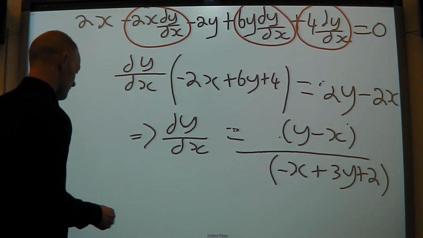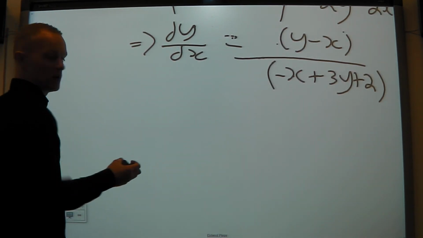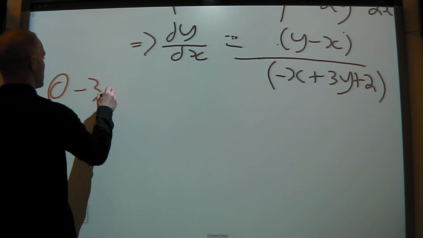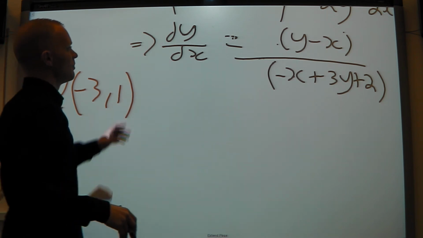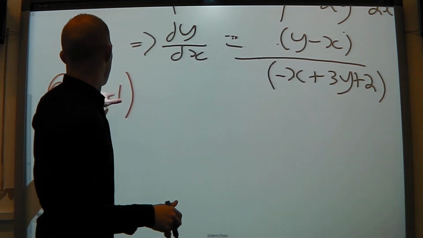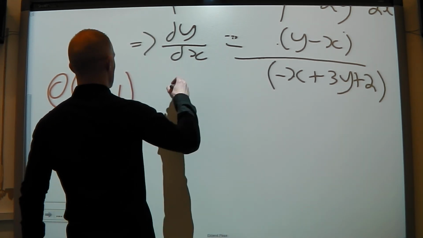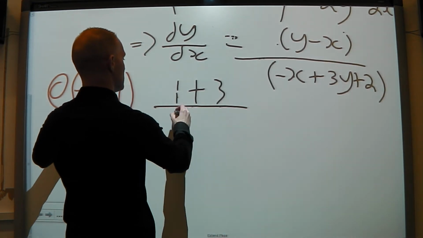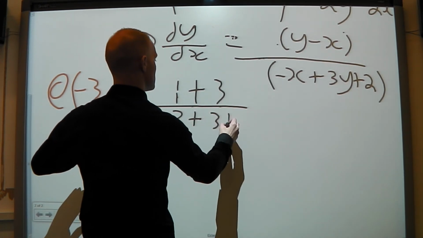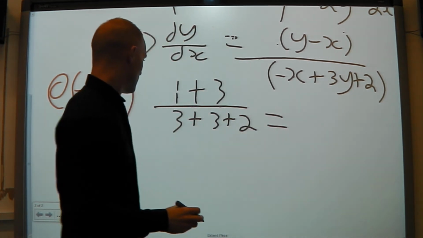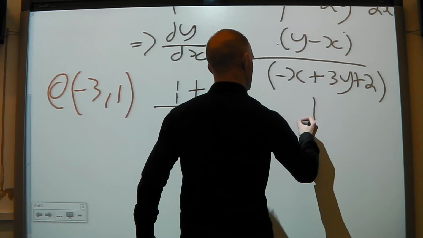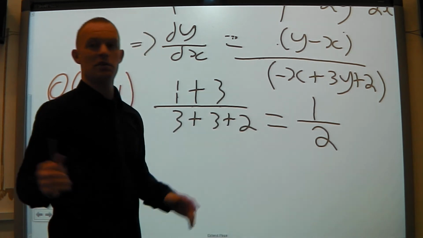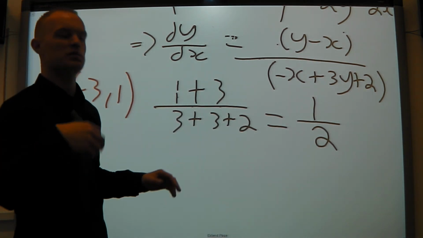So our first point is -3, 1. Remember when we differentiate something we find its slope. So this is the slope here. So the slope at -3, 1 is equal to y, which is 1, minus x, which is -3, so positive 3, all over negative x, which is 3, plus 3y, 3, plus 2, and that is equal to 4 over 8, which is equal to a half. So your slope at the point -3, 1 is equal to a half. There's no point finding the equation of the tangent because it's just y equals half x plus whatever.